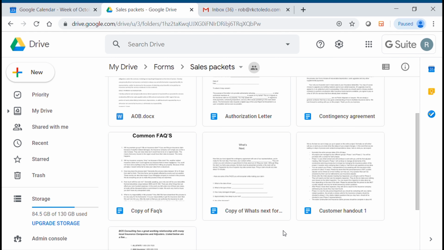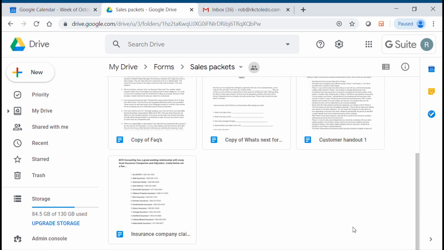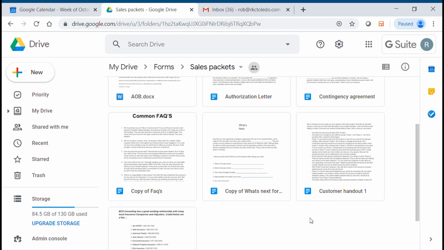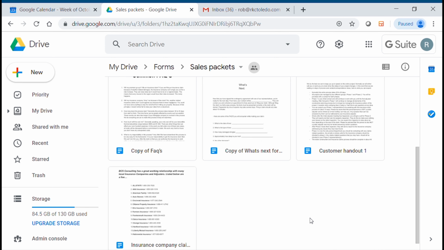The what's next form right here. After you file the claim with the homeowner, it tells the homeowner what's next. It keeps them on track a little bit. So very important document to have there. The customer handout goes with the what's next. The customer handout lays out a timeline on what they can expect, how long this process takes. This is an important thing. It's going to reduce the amount of time clients are calling you with questions, because most of their questions are going to be answered in this sheet here.